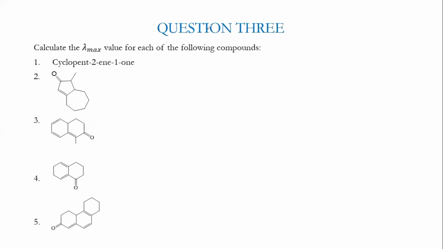The question says to calculate the lambda max for each of the following compounds. And here are the compounds. So let's do them one after the other. Question number 1 says cyclopent-2-en-1-one. So let's draw that. Of course, this is the parent name, pent, so we're going to be drawing a pentanone.